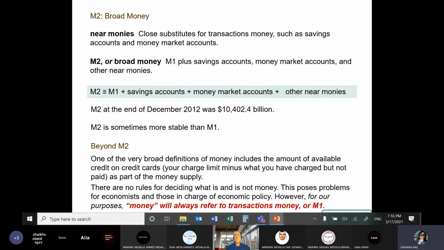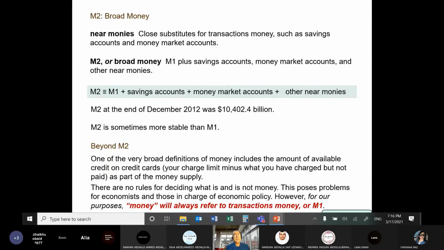There are no rules for deciding what is and is not money. This poses problems for economists and those in charge of economic policy. However, for our purpose, money will always refer to transactions money, or M1. Okay, so don't get confused. What is the definition of money supply? We will use M1, which is transactions money.